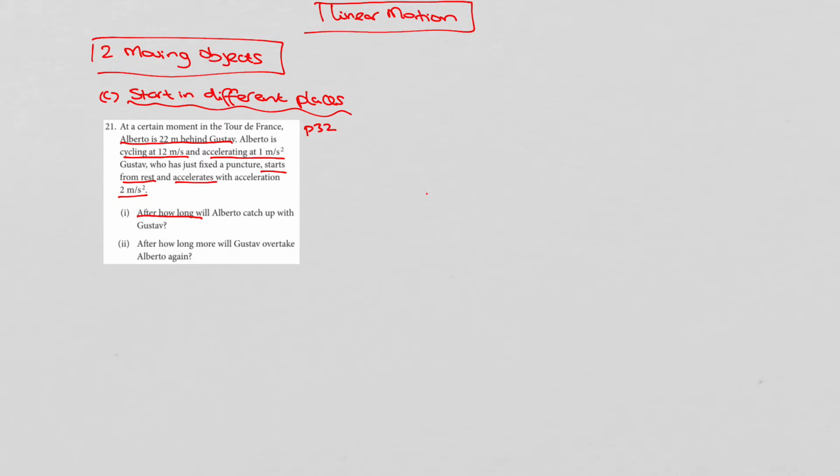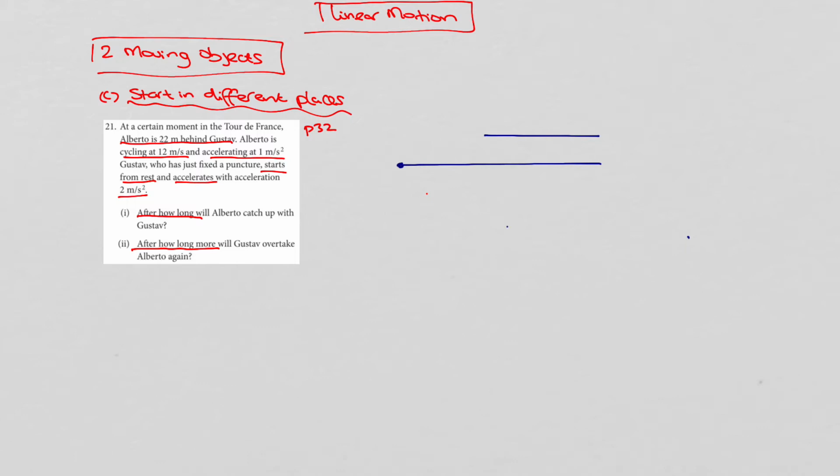So we're looking for time. And then it says, after how long more will Gustav overtake Alberto again? So when we're looking at this type of question, if we do a little sketch of what we have, two people, Alberto and Gustav, but there's a distance between them to begin with.